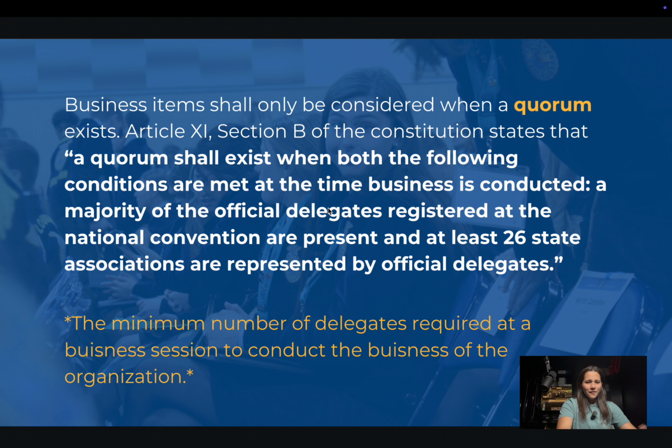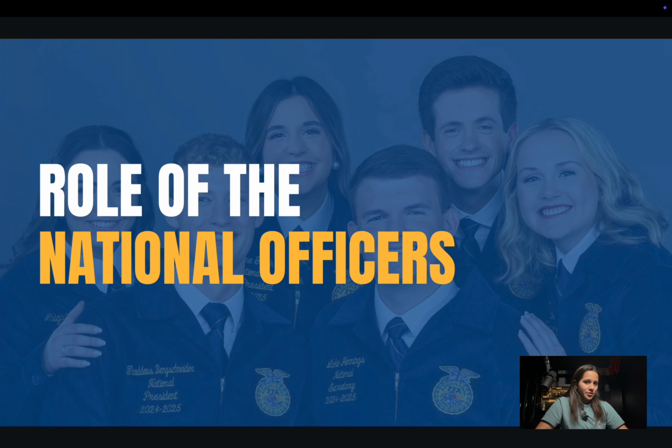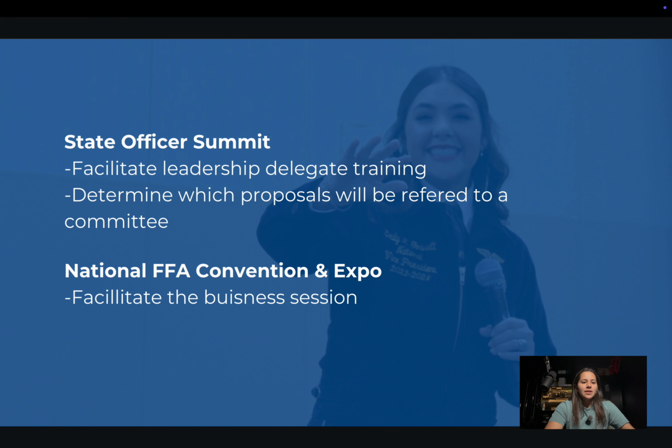Next, final question here. What is the role of the national officers in all of this? Because the national officers still represent the student voice in a way. So what's their job? Great question. At State Officer Summit, like we talked about earlier, they're facilitating the leadership delegate training. They're guiding us on how to facilitate discussion when we're in those committees, and they are also determining which proposals will be referred to a committee. So they're creating those committees that we talk about at National Convention. And then finally, at National FFA Convention and Expo, they're facilitating the business session.